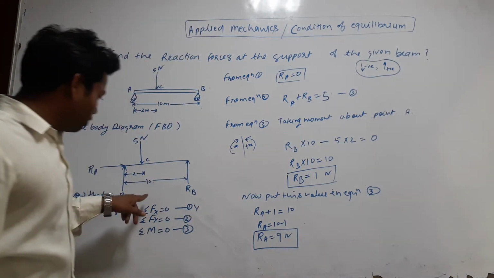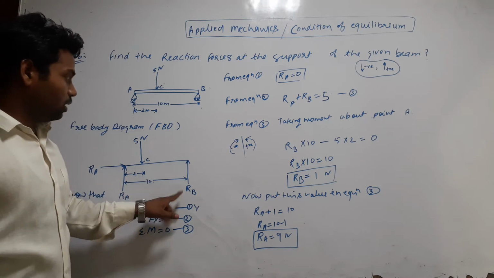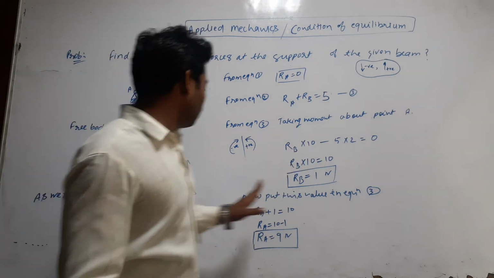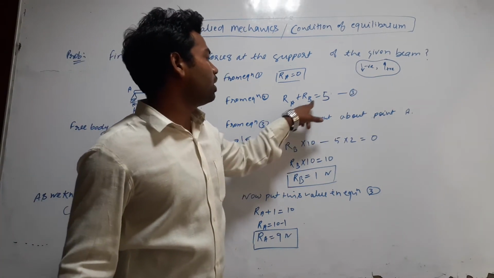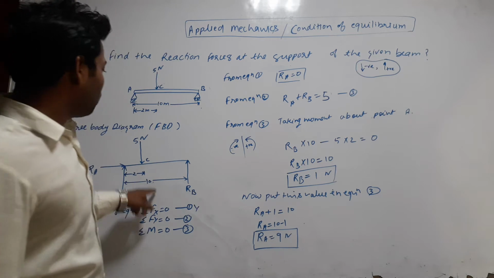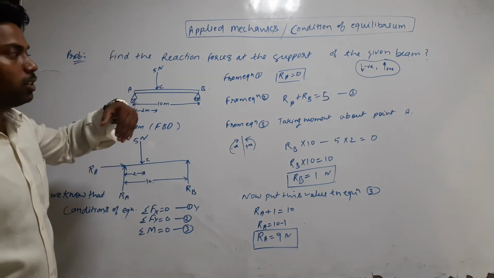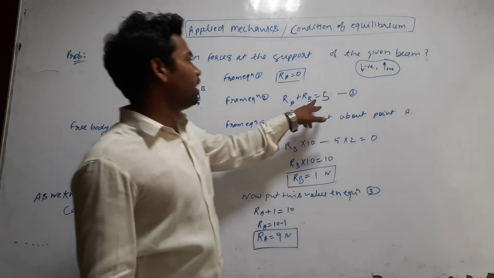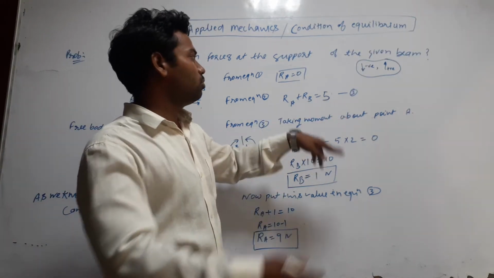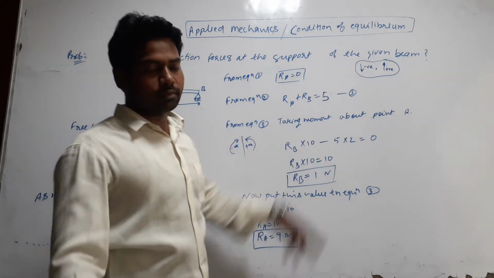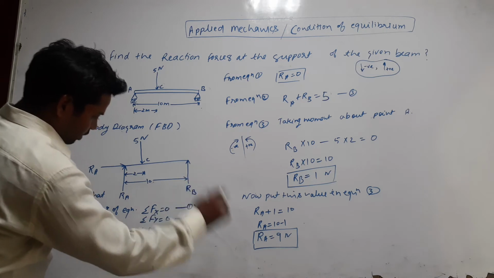Downward forces I have taken negative, and upward forces I have taken positive. So in the diagram you can see RA plus RB, both the forces going from downward to upward, I have taken positive. So RA plus RB. Now the third one is coming from upward to downward, so you can write it as minus 5 equal to 0, or I have just mentioned equal to 5, the same thing. So we are done with this second condition.